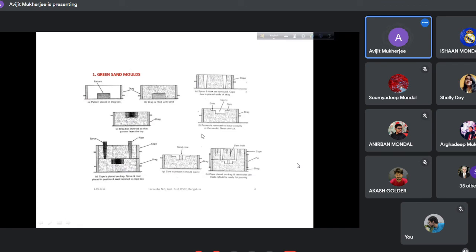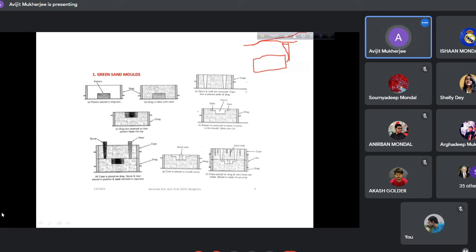Now, where will the molten metal be poured? Say, this figure is not that good. Say this is my cavity, the cavity or part to be produced. So I am pouring molten metal from some elevated height. Say this is the parting line. Now from here, I am pouring the molten metal. Molten metal is flowing down.